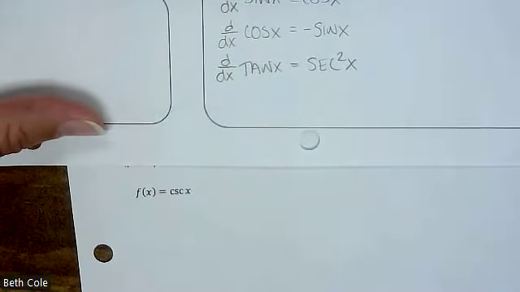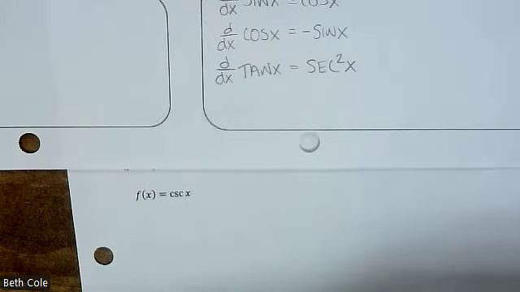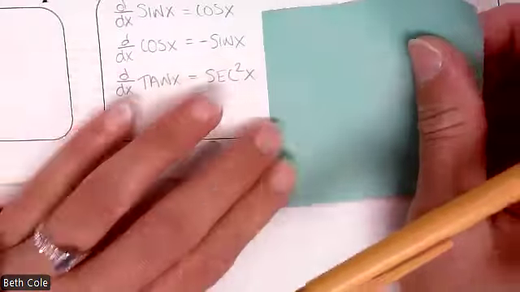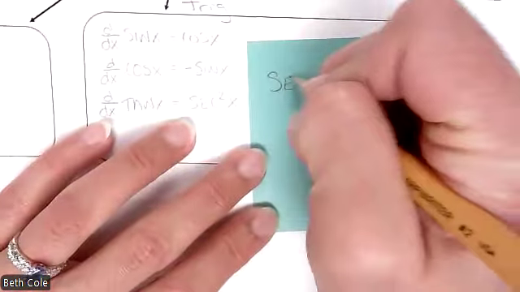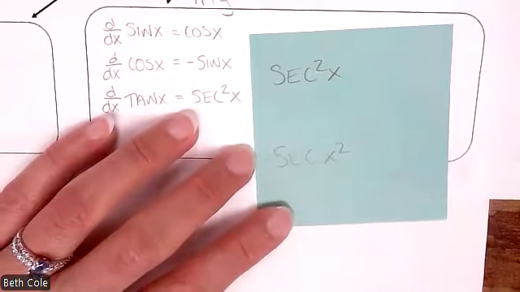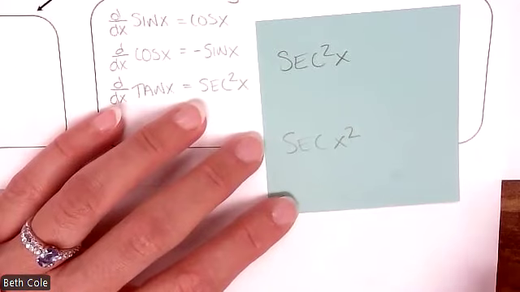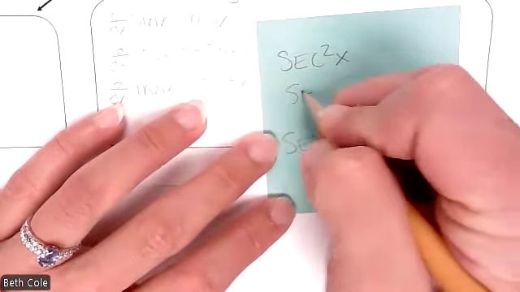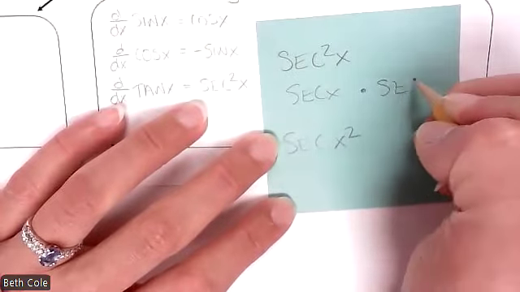And at this point, I am going to go off on a tangent for a second and talk about putting that little squared in there because you have to understand the difference. Do you get the difference between this? You don't have to write this down. We're going to do plenty of examples of it. But do you see the difference between those? Okay. This means secant times secant.